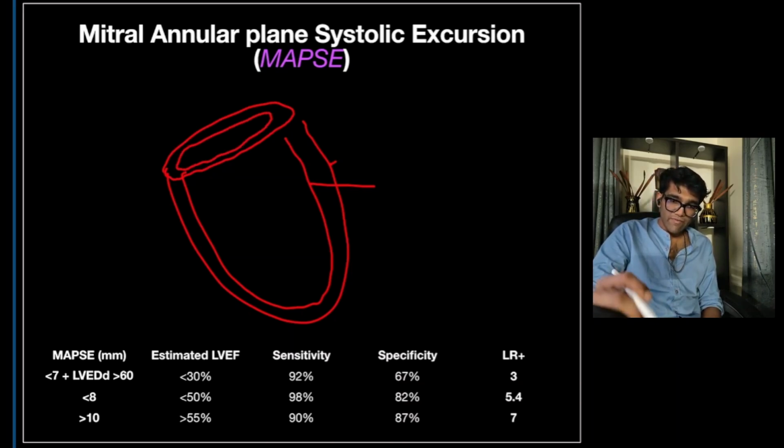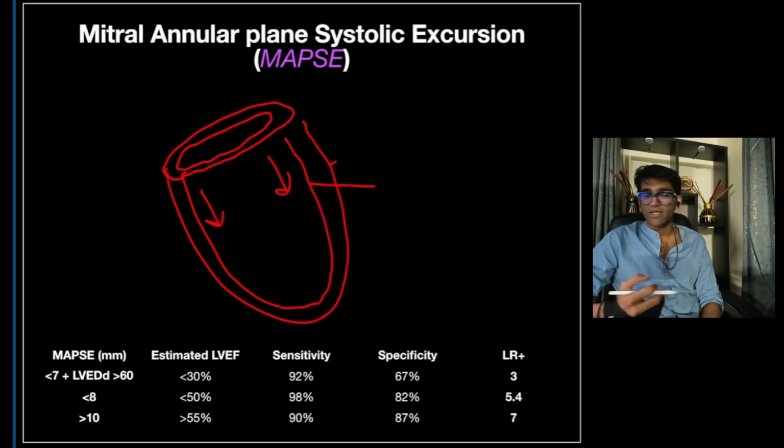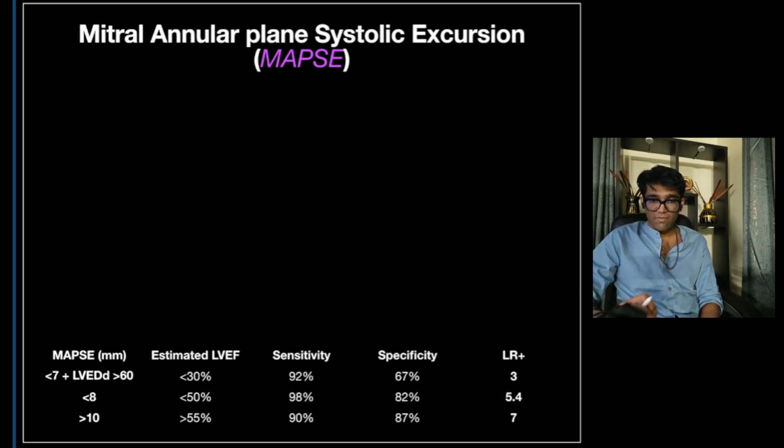So when the ventricles contract, the annulus is actually pulled towards the apex. This pulling of the annulus towards the apex can actually be measured. We can measure how much it is being pulled, and that would be a distance, so that will be in millimeters. That is what is represented by the mitral annular plane systolic excursion. So how much does it move in systole? The higher it is, the better is the systolic function. The lower it is, the worse is the systolic function.